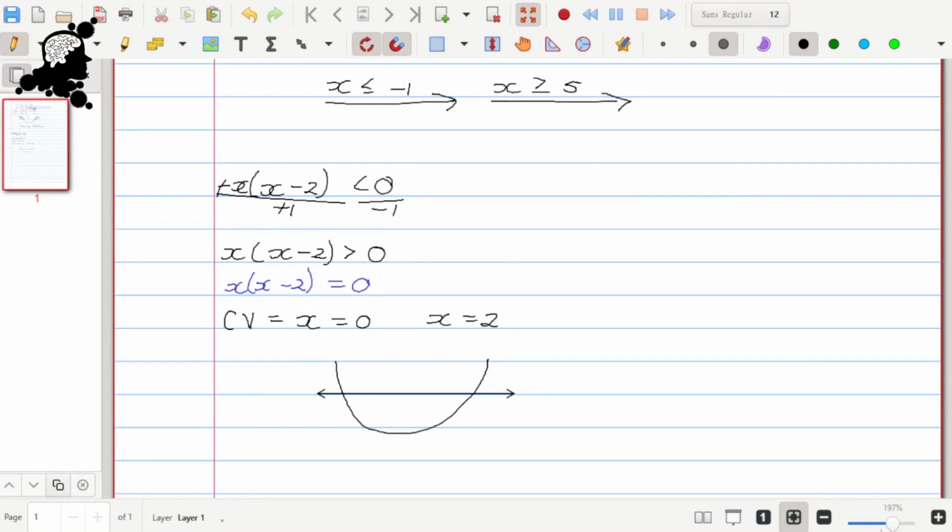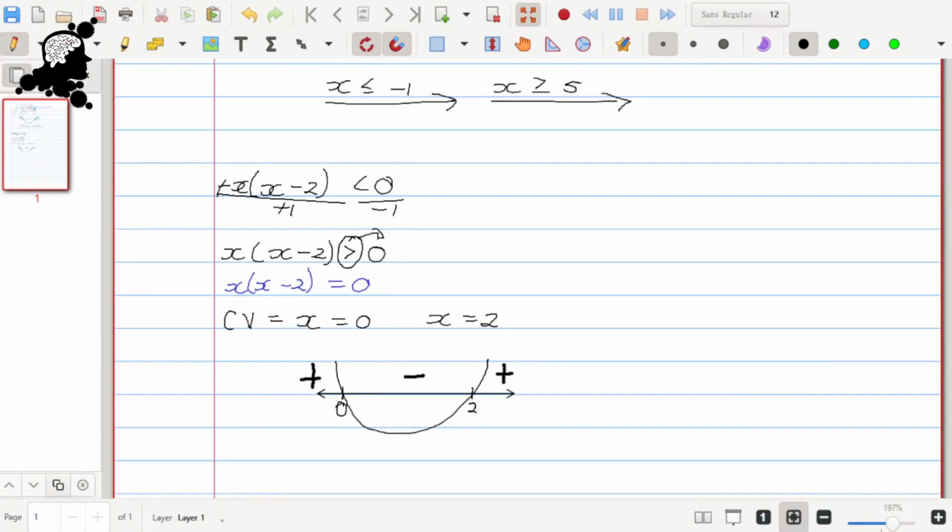And take note of something. This is plus, this is minus, this is plus. The graph is always like this. Now on our x-intercept, we're going to have 0 and 2. Please take note, the smallest x-intercept is always the one that's placed to the left, and the biggest x-intercept is placed to the right. Okay, let's focus on the new sign that we have here.